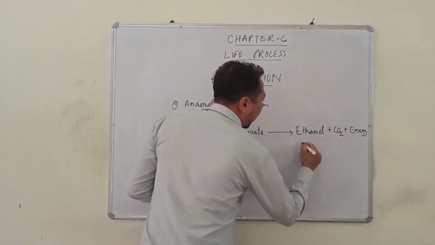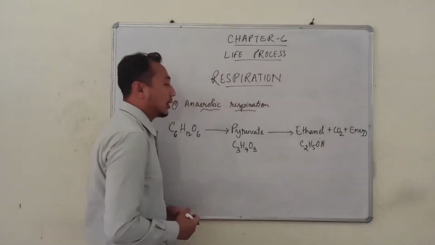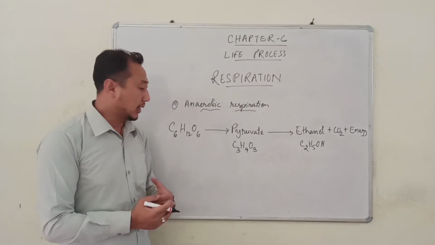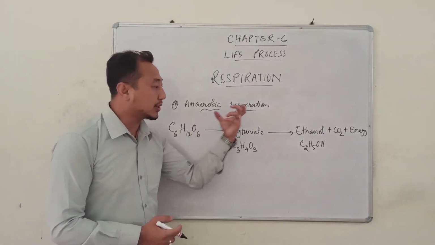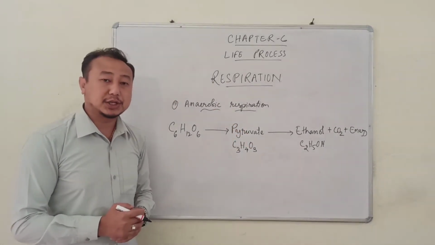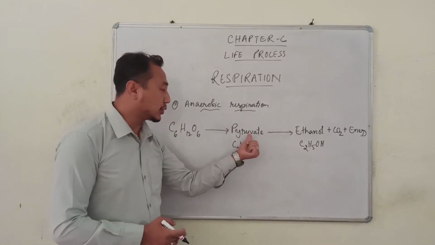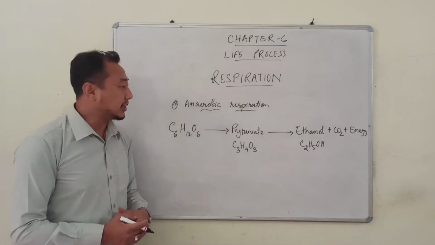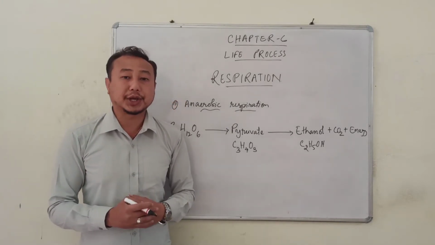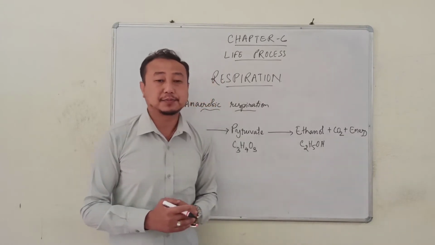The formula of ethanol is C2H5OH. So the process of respiration is a stepwise process. It is not that the glucose is directly broken down into ethanol, carbon dioxide and energy in the anaerobic respiration. This glucose is first broken down into a simpler substance known as pyruvate. So in this way, the anaerobic respiration is performed, and the unicellular organism which performs this anaerobic respiration obtains energy.